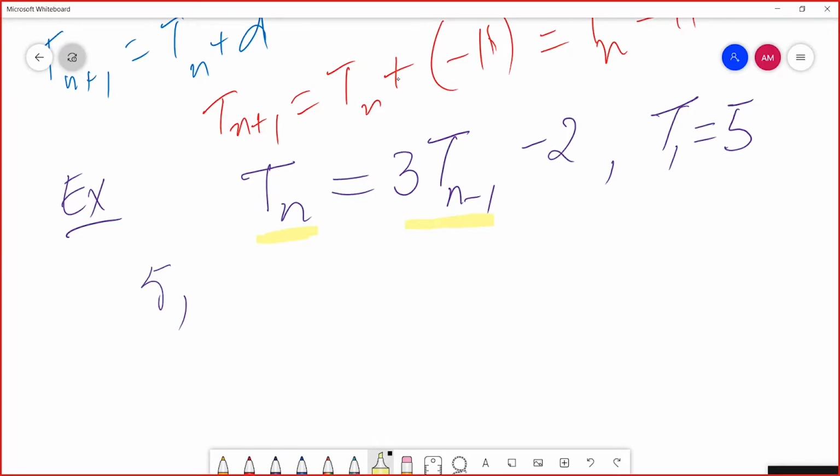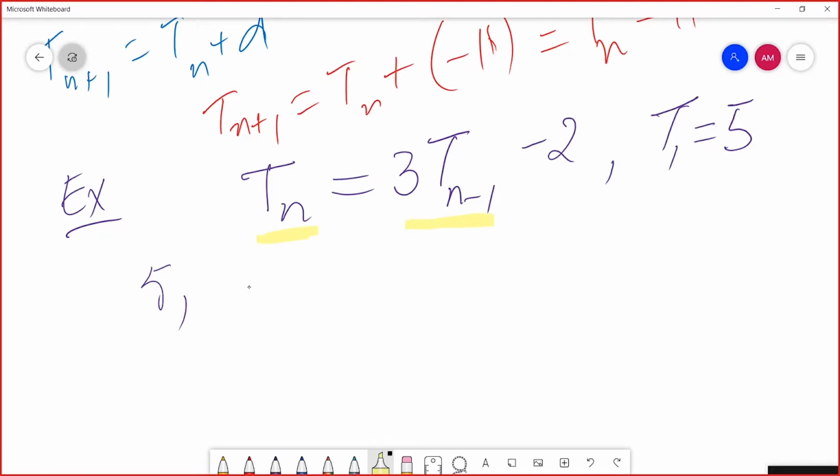We would write this equation in both forms. The way we have been writing, I deliberately put in a different manner. Can you read this? What does it mean? The present term, Tn, is 3 times the previous term minus 2. Do you see this or no? Yep.